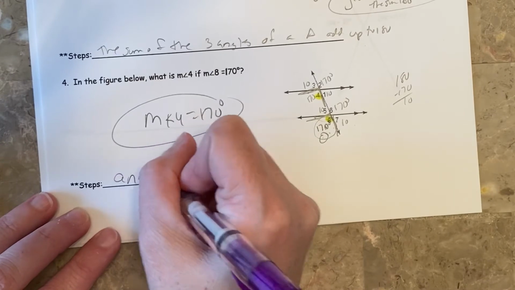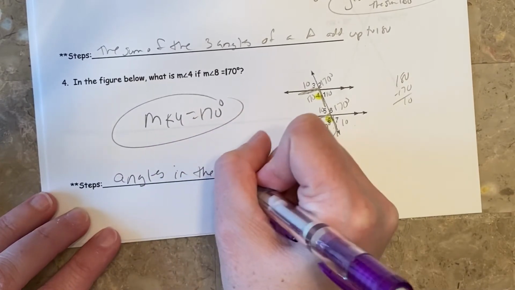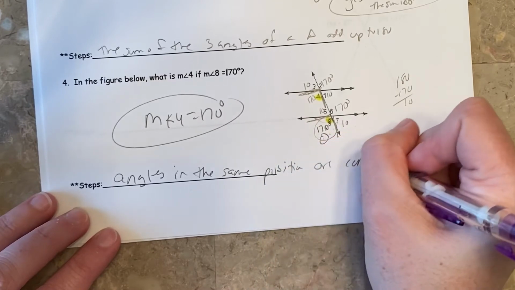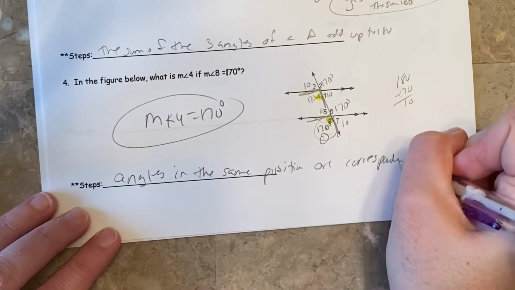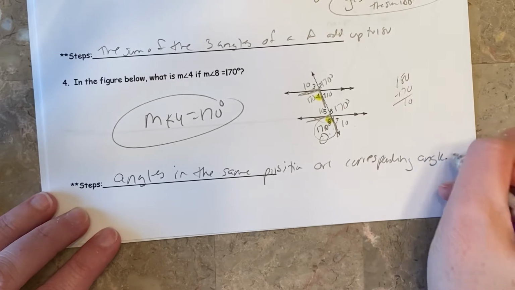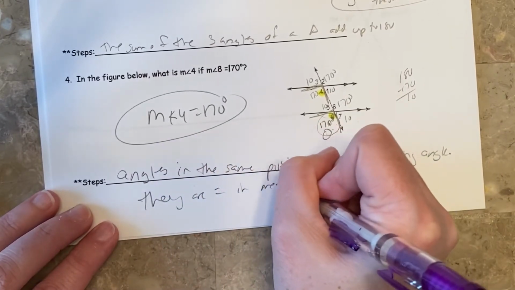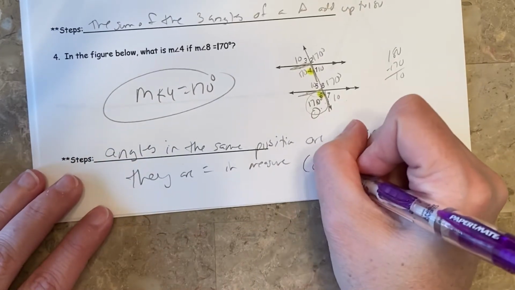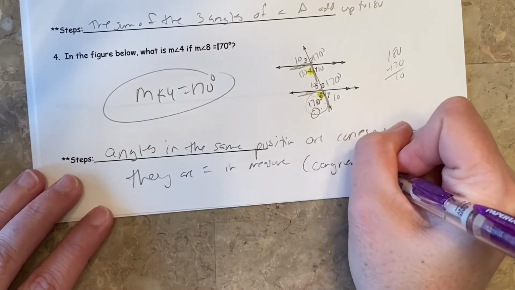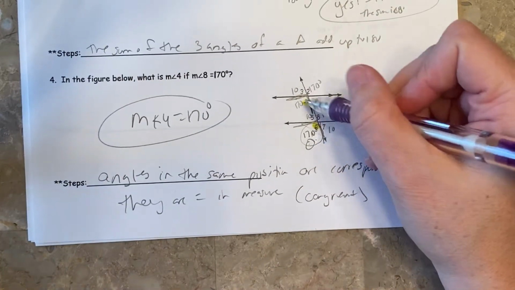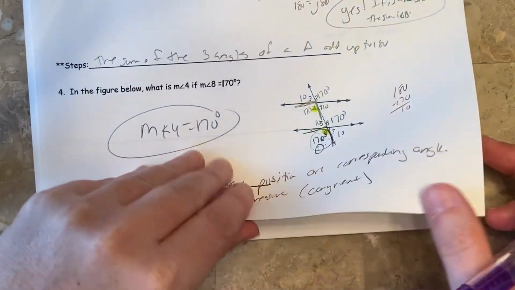So here are your notes. Angles in the same position are corresponding angles. They are equal in measure. Remember, equal, fancy name is congruent. Okay, so again, same position, bottom left, bottom left.